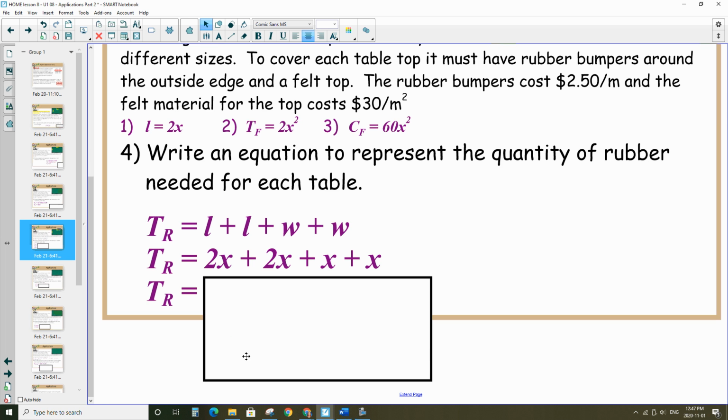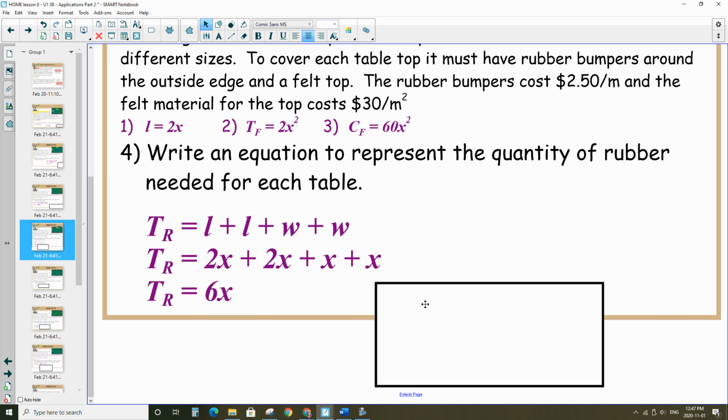Then I just replaced them with my algebraic expressions. If you remember from algebra at the start of this unit, when we're collecting like terms, we're adding terms together that all have the same ending, right? They all have x, which means we can add together the coefficients. So 2 plus 2 plus 1 plus 1 gives me 6.